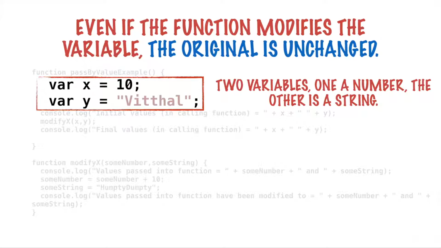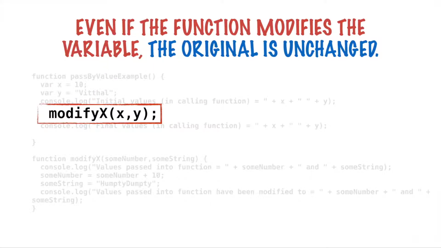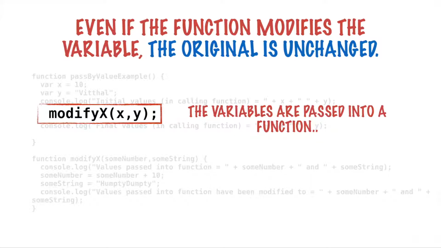We just said that numbers and strings, when they are passed into a function, are passed by value. Modifications to numbers and strings are not reflected in the code which calls that function. Here we call the function modify x and pass in x and y to this function. Modify x is a function which will try to modify x and y. X and y are numbers and strings respectively. Let's see what this modification does and how it affects the x and y in the pass by value example function.